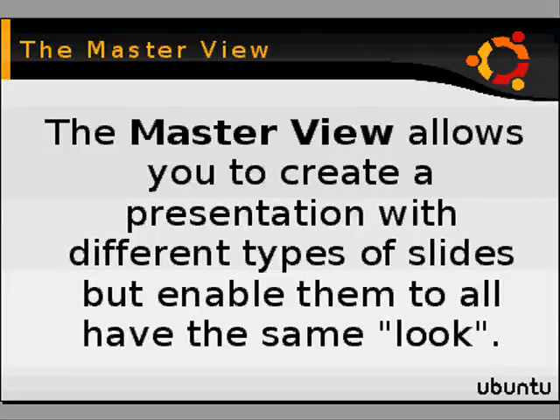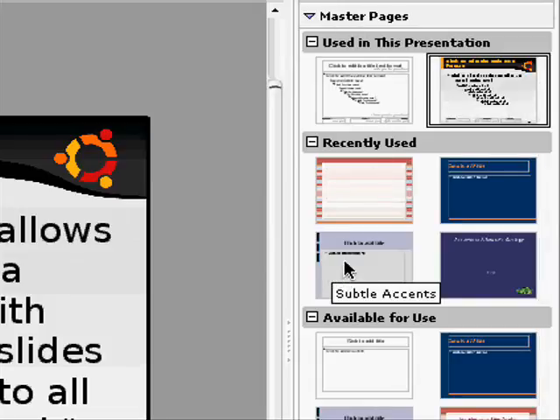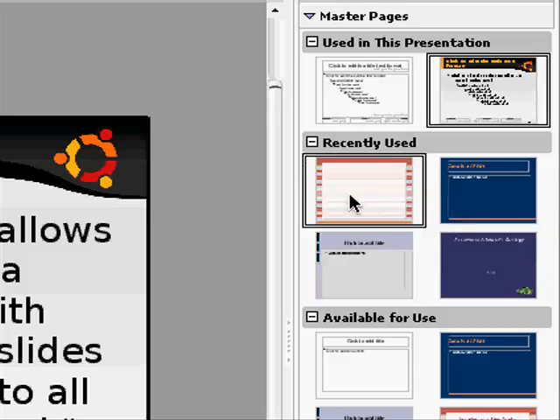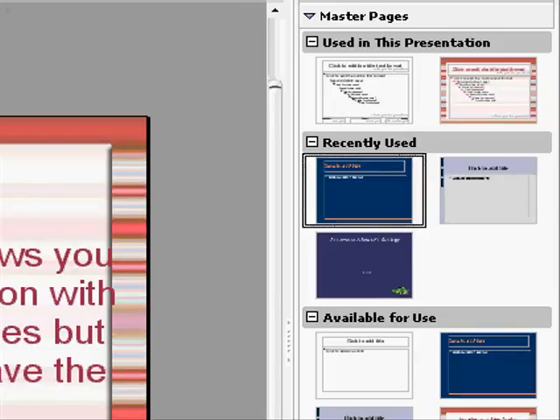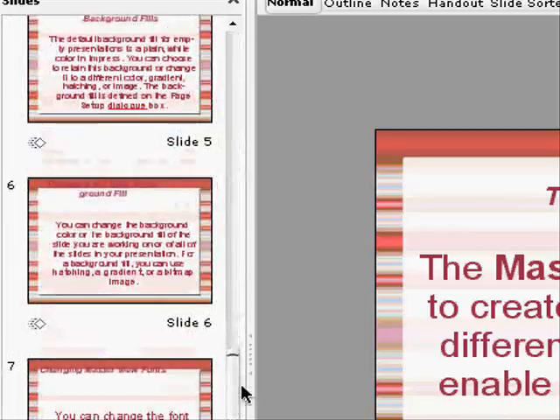If you work for a company, you may be asked to prepare long presentations, or you may want to prepare slides about a special event or occasion. The master view allows you to create a presentation with different types of slides, but enable them to all have the same look. To do this, just go to the right panel and click on the master pages. You can choose a design from the thumbnails just by clicking it. For instance, you click this one, you will notice from the left panel that all slides changed its template.